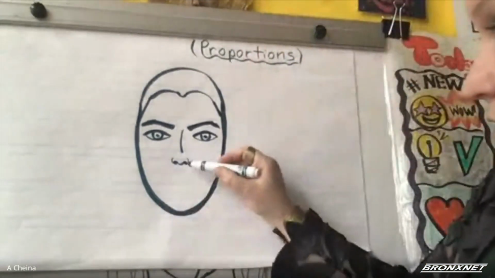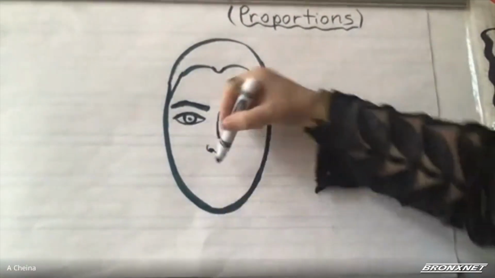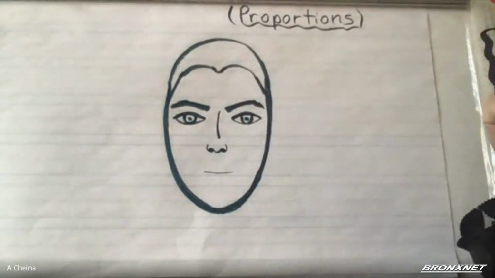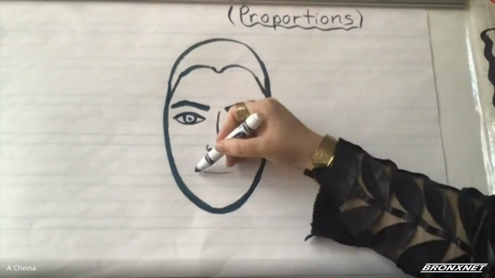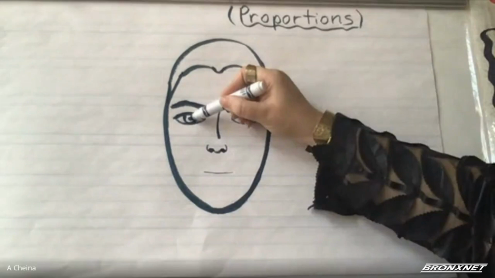So what I could do simply is find the center and mark a line. I can't go too far, but this is also too small. Look at the pupil of the eye.